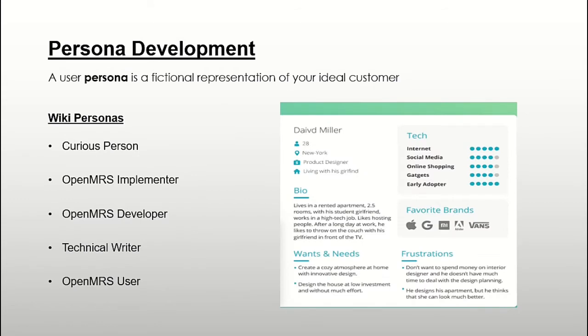The first step in determining the information architecture is to identify the type of users that we have. Persona development is one of the most basic, simple and effective ways to do so. In the persona development phase, we re-evaluated the previously available personas on the Wiki. After input from the community members, we came up with the new personas listed below. The main Wiki personas we came up with are the Curious, the OpenMRS implementer, the OpenMRS developer, the technical writer, and the OpenMRS user.